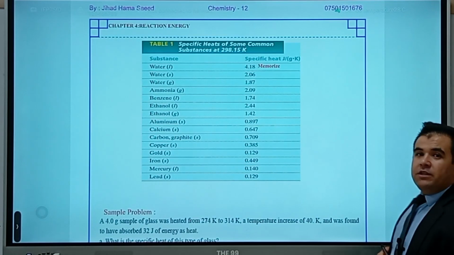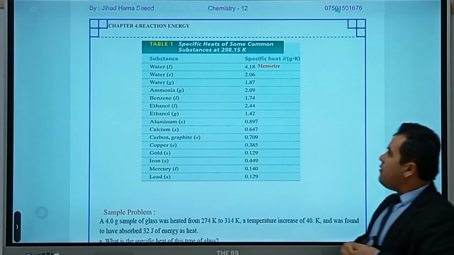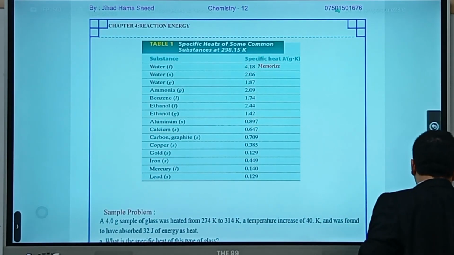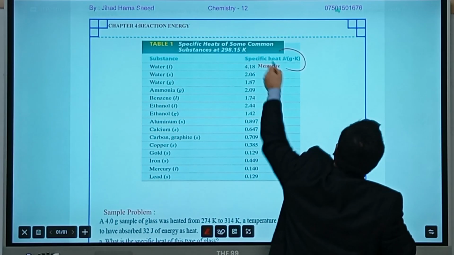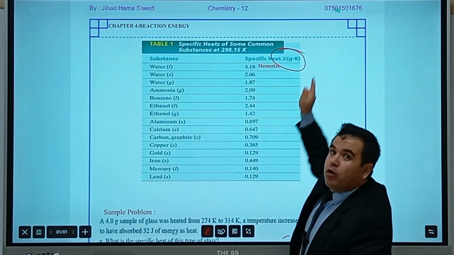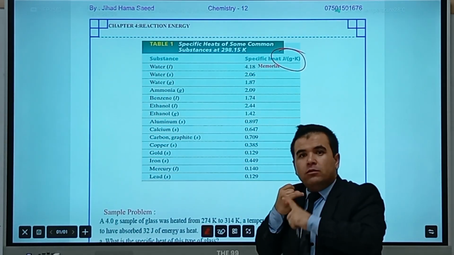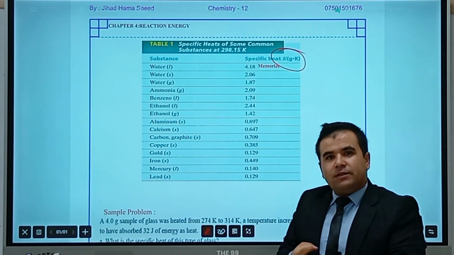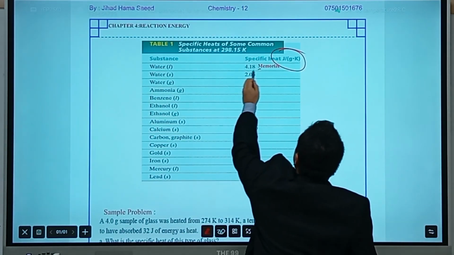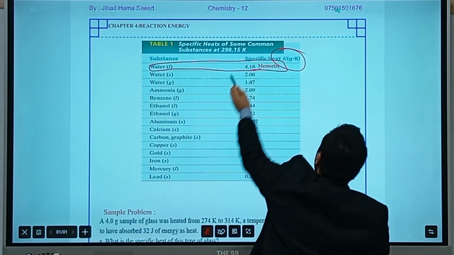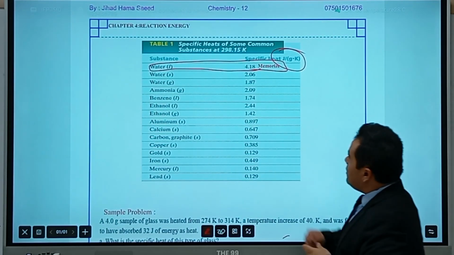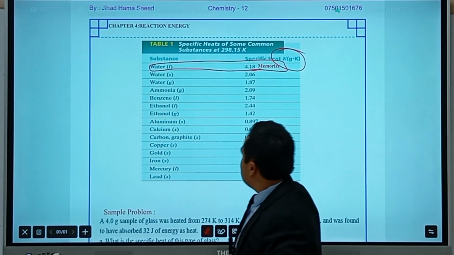Here the table is given, table 1. In this table, several substances are given with the specific heat in joule per gram Kelvin. So whenever it's joule per gram Kelvin, the heat must be in joule, the mass must be in gram, and the T must be in Kelvin. What we have to memorize is only liquid water, which is 4.18 joule per gram Kelvin. So you have to memorize it for liquid water, not gaseous, not solid.